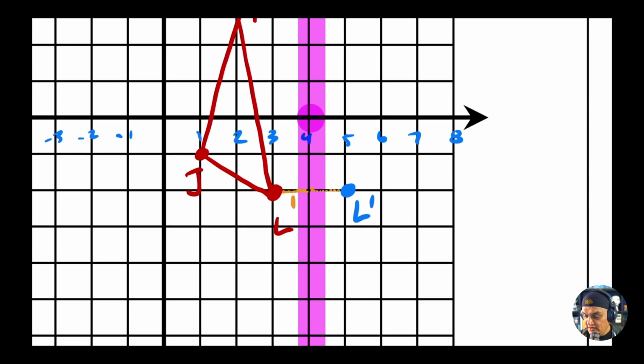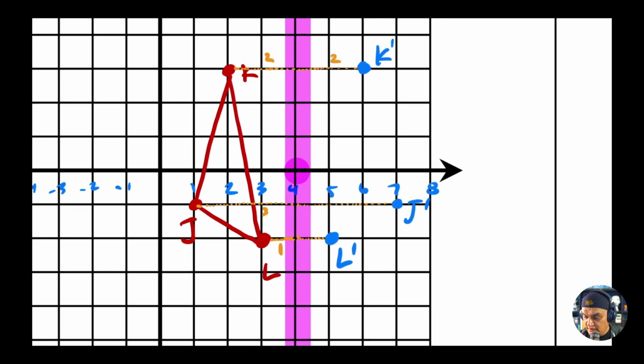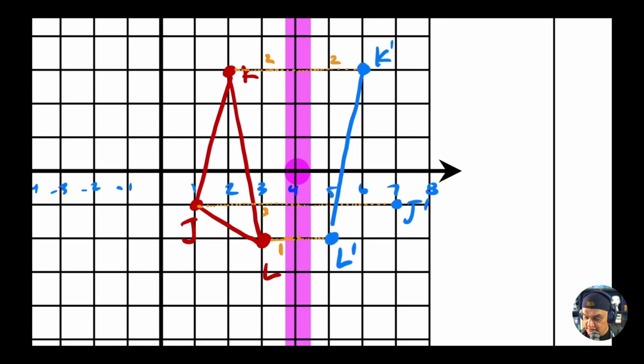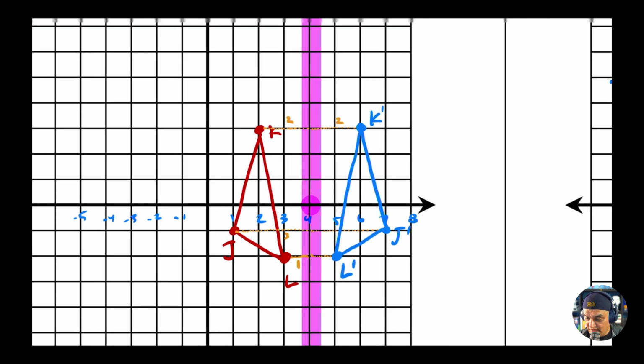And then J, if we look at J, J is 1, 2, 3 units away from the line of reflection, from the mirror, from the pink line. And so that means it's 3 units away on the other side. 1, 2, 3, and there's my new J prime. And now if I connect the dots, you will see it is a perfect reflection over that line.